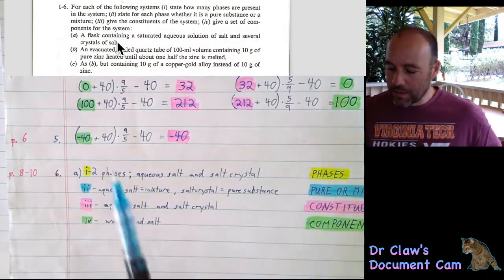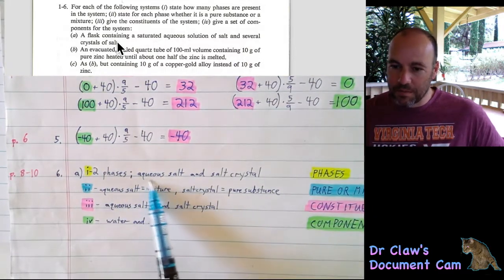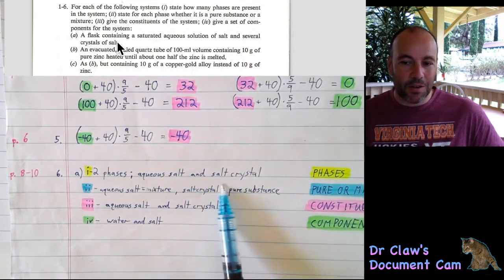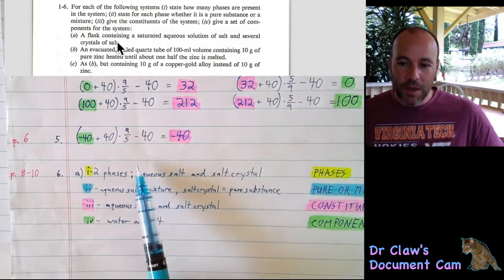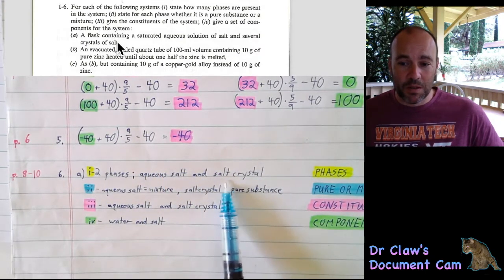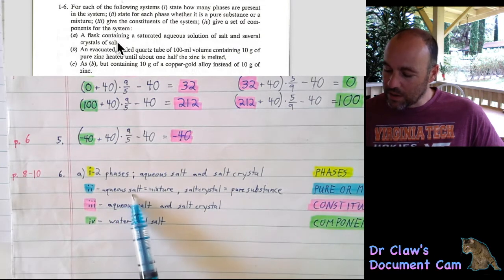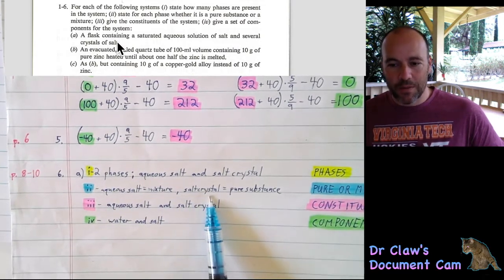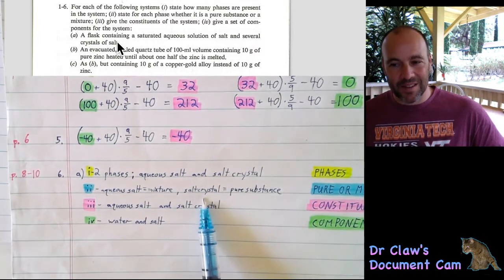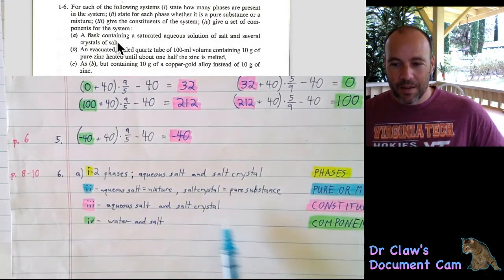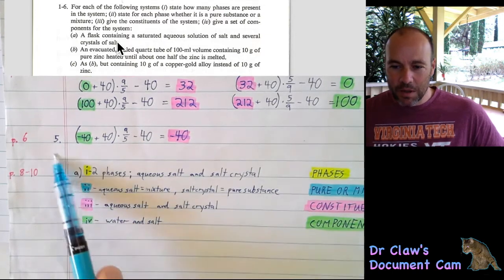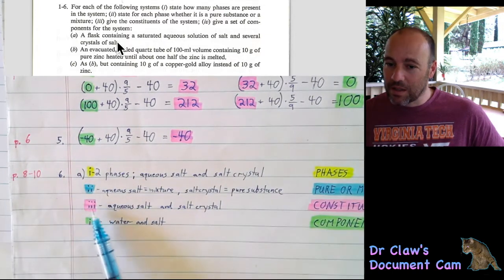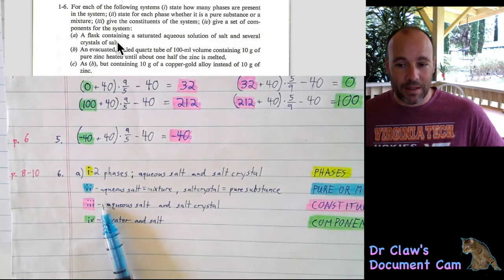So for the salt water, there are 2 phases. You have your salt water, your aqueous salt, and then the salt crystal. For each of these phases, is it a pure substance or a mixture? Well, the aqueous salt phase is a mixture. You got salt in the water. But the salt crystal phase is a pure substance. It's just salt.